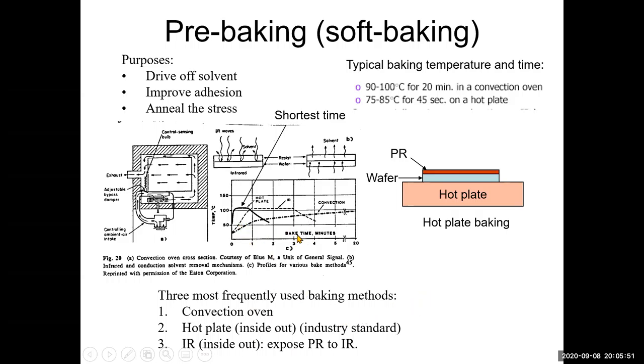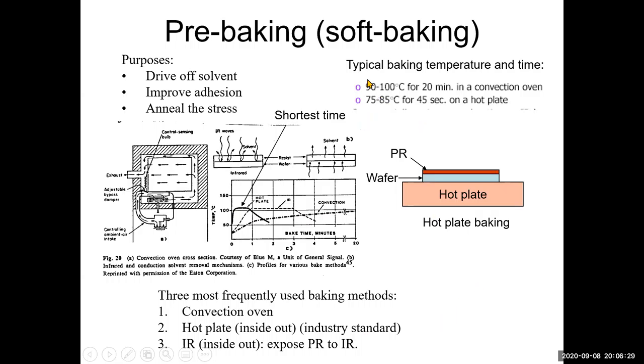And this figure plots the profile of these three baking methods. This is a hot plate, this is an infrared method, and this is a convection oven method. Note that the horizontal axis is time. So we can see that the hot plate method takes a short time. That's actually the reason hot plate baking is widely used in industry.